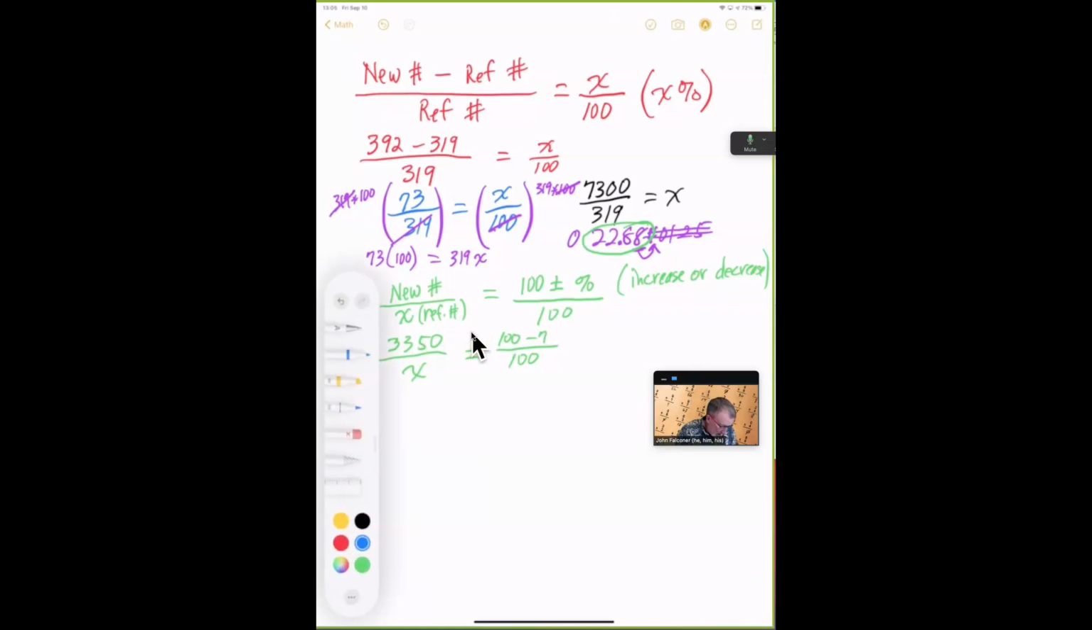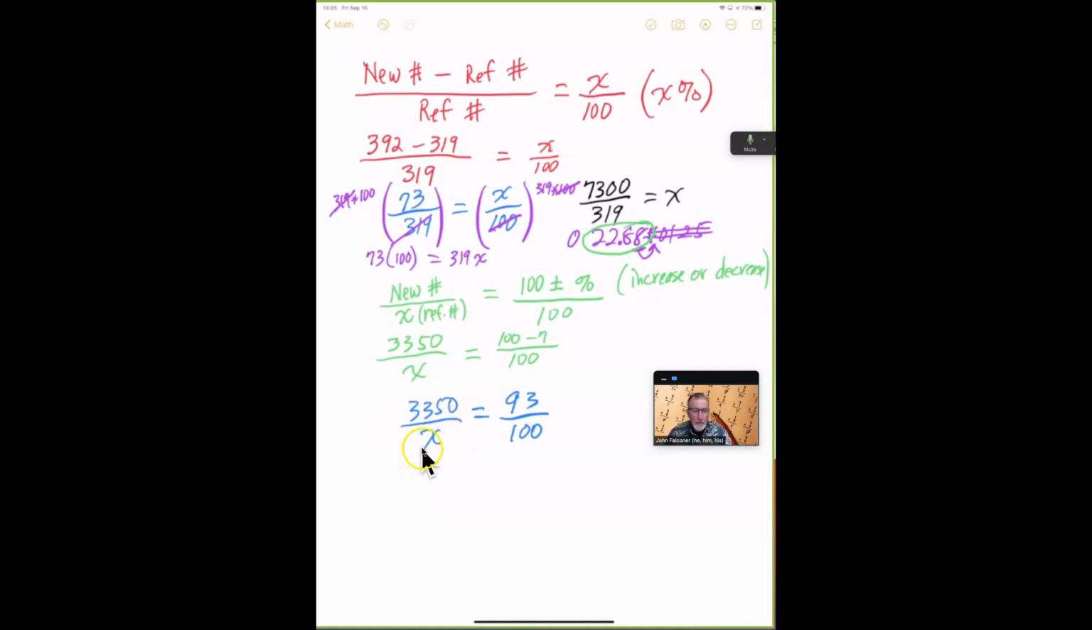The next step here: we have 3,350 over x. So this is the new number over the source, or the reference, the original number. And that's going to be equal to 93 over 100, right? Because 100 minus 7 is 93. So what this proportion is saying is that this number that we know, 3,350, is 93% of whatever number this is that we don't know yet, okay?